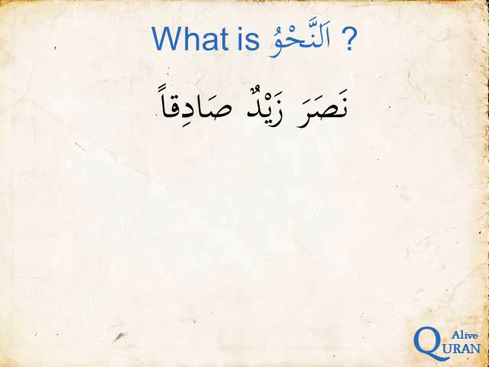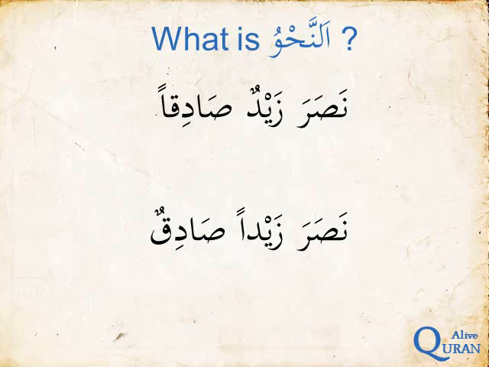So we have two sentences on the screen. The first sentence reads, Nasara Zaydun Sadiqan. And the second sentence reads, Nasara Zaydan Sadiqun. So the two sentences are very similar. The word Nasara means helped. The word Zaydun means Zayd, the name Zayd. And Sadiq is the name Sadiq. I'd like you to pause the video and take a moment and translate the two sentences.